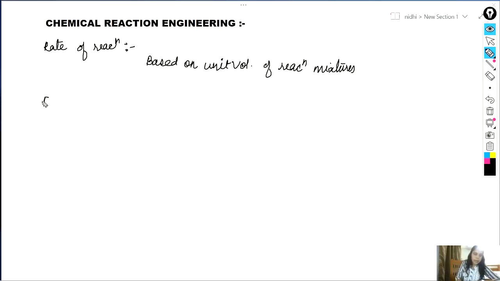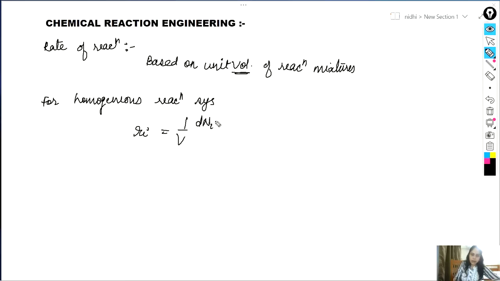Okay, for any homogeneous reaction system, it is based on unit volume. So you can write rate of reaction, r_i, is defined as the rate of reaction for any species i: 1 upon V dN_i upon dt. So change in number of moles per unit time. This is the unit of mole, volume meter cube, second, right?